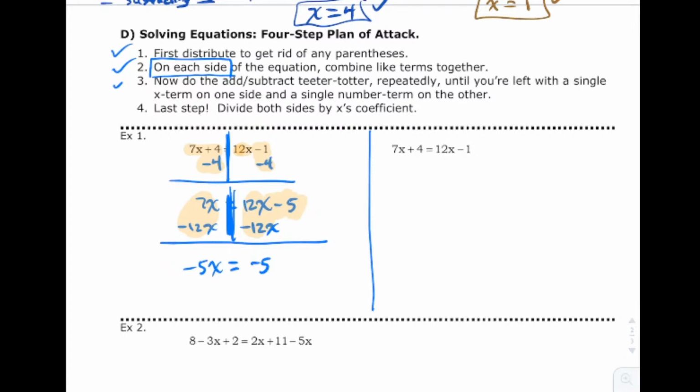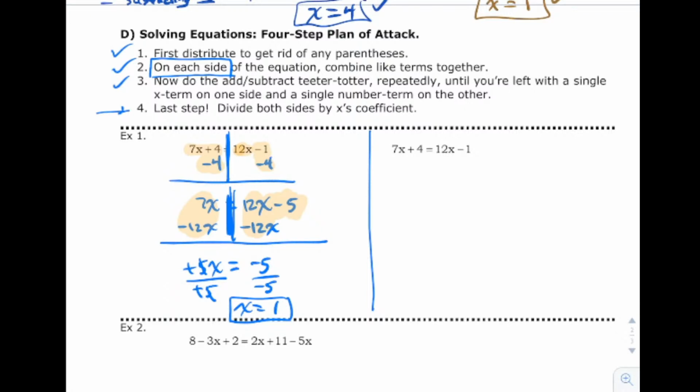So negative 5x equals negative 5. That was step 3, and then last step, divide both sides by the coefficient. So I'm dividing by negative 5. Yes, I divide by the negative and everything. I want the 5 to cancel. I want the negative to cancel. And it looks like negative 5 over negative 5 is just 1. X is just equal to 1.